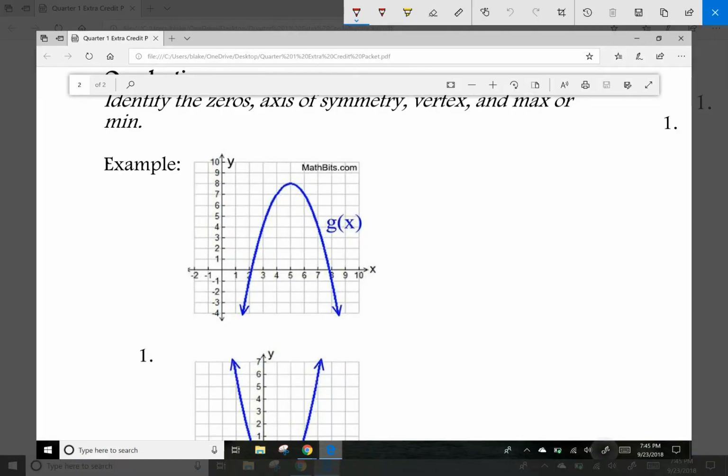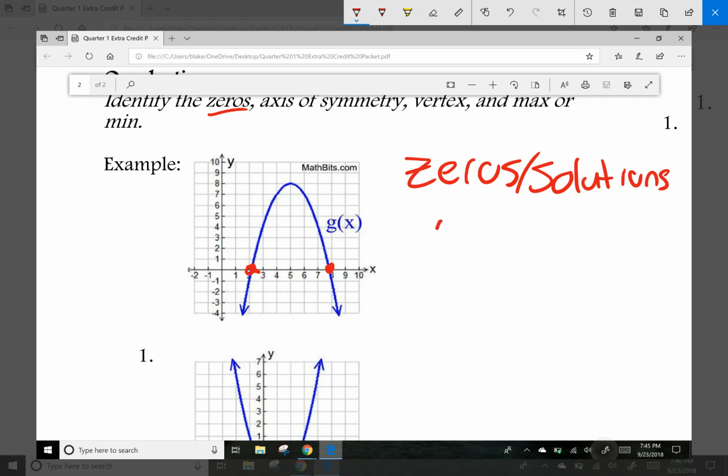So my example, I'm looking for the zeros. Let's do that first. Zeros are the x-intercepts. They can also be known as solutions. That means I'm looking here and here. It doesn't look perfect on that graph, but for the sake of my example, let's say it's crossing at x equals 2 and x equals 8. So these are my zeros.